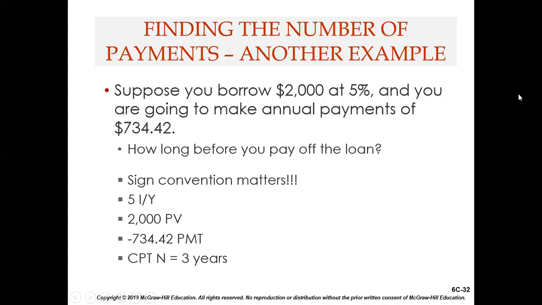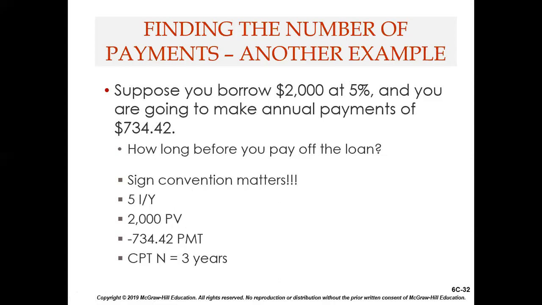Suppose you borrow $2,000 at 5% and you are going to make annual payments of $734.42. Remember, sign convention matters. How long before you pay off the loan? So we have 5% as our interest. Present value is 2,000. So either put that in as a negative or put your payment in as a negative.